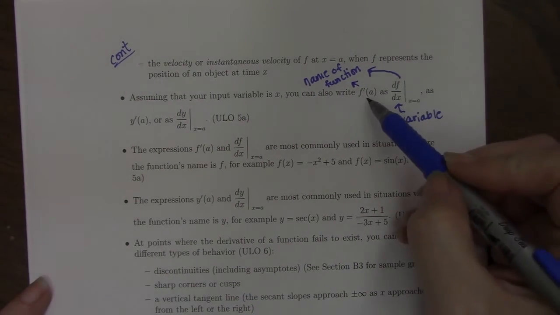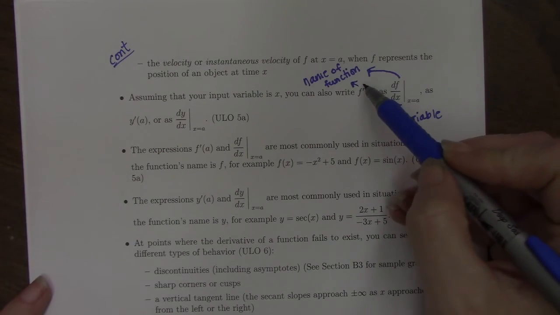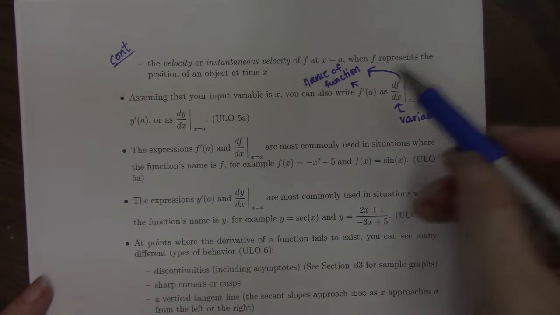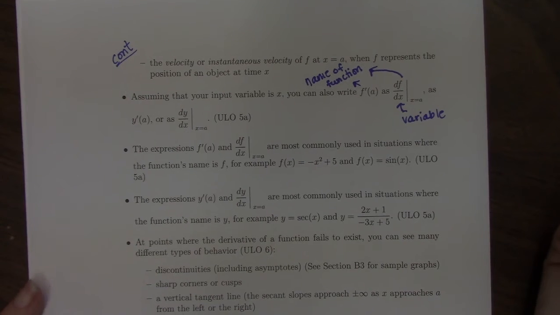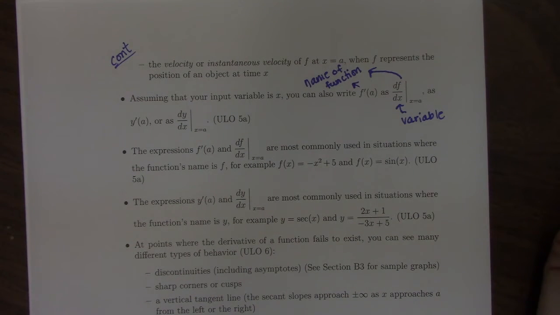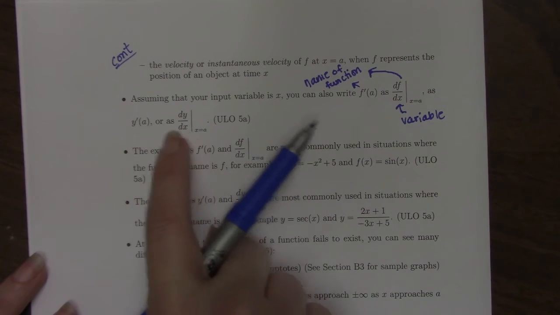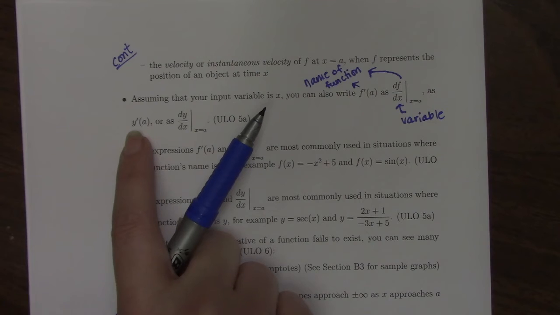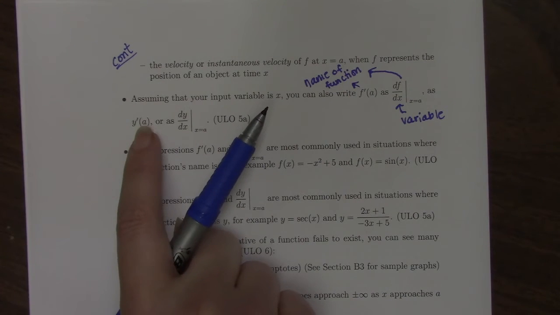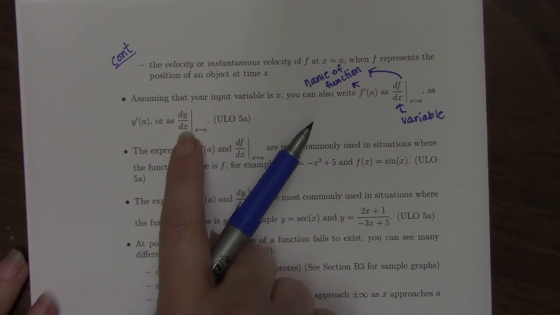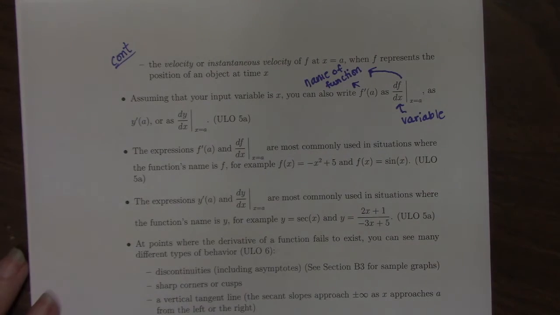So if we want to break this one down, f is the name of the function, prime means derivative, and then you can see the a inside is saying take the derivative of the original function and then plug a into it. We can see that this notation only adjusts if I just change the name of the function. So if the function is now named y, we get y prime of a, or dy dx evaluated at x equals a.